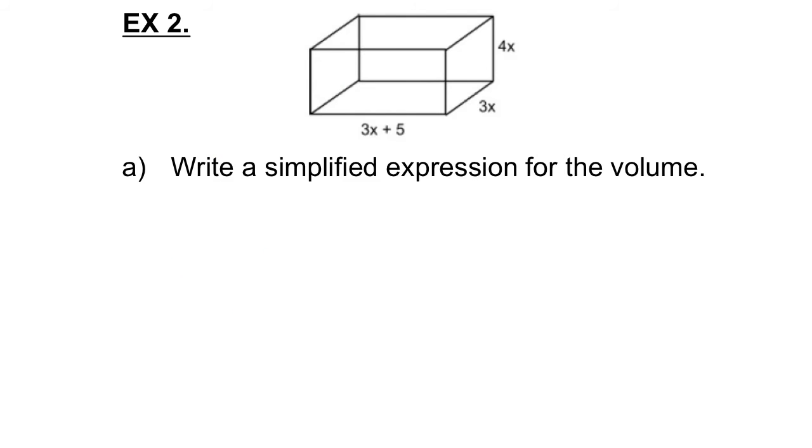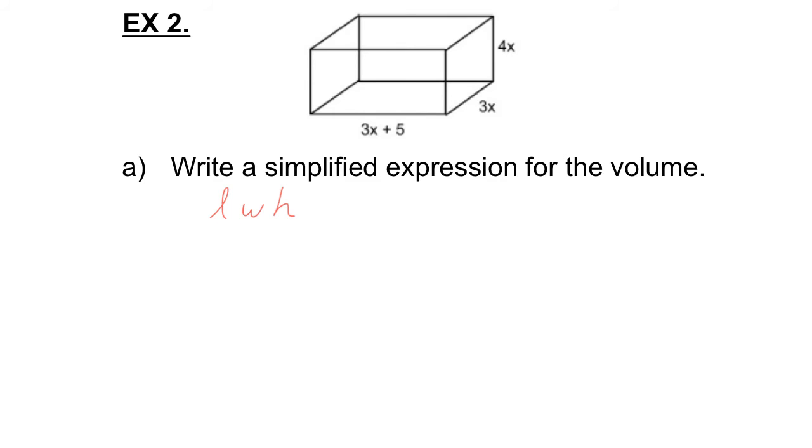So now let's switch gears a little bit, and we're going to talk about a three-dimensional object. This time we're going to write a simplified expression for the volume. So we're looking at volume this time. This is a rectangular prism, so the volume is length times width times height, and we're given expressions for the length, the width, and the height. So when we write the expression for the volume, we're just doing that.